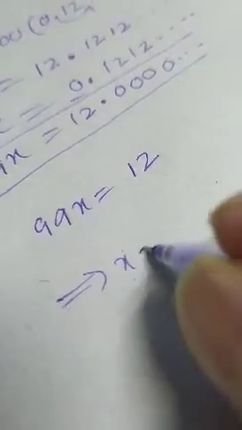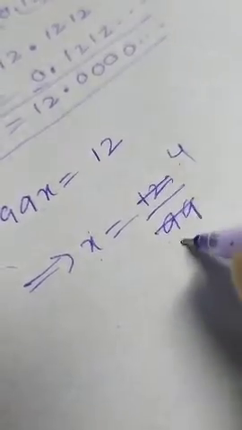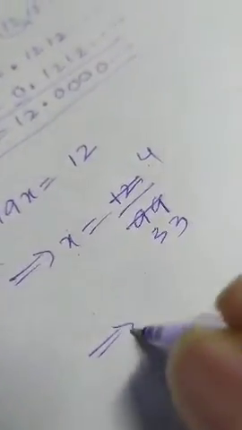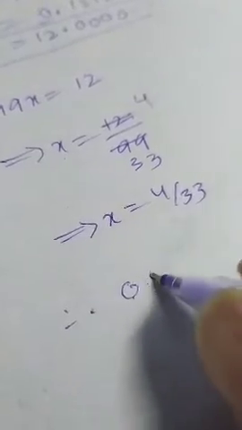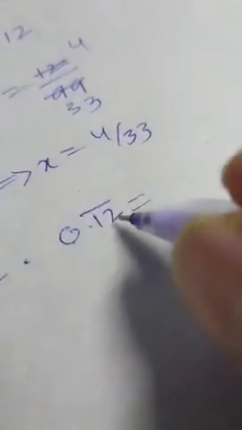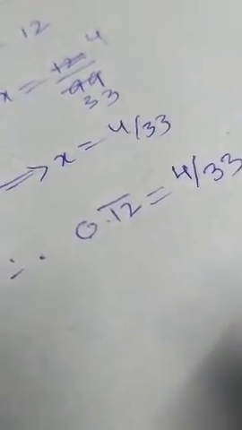Right? Now I am sending 99 to the right hand side. You will get x equal to 12 by 99. Now simplify. Using the 3 table, 3 4s are 12, 3 3s are 9. So x is equal to 4 by 33. So therefore what is x? 0.12 bar, a non-terminating but recurring decimal, is converted into the fraction 4 by 33.